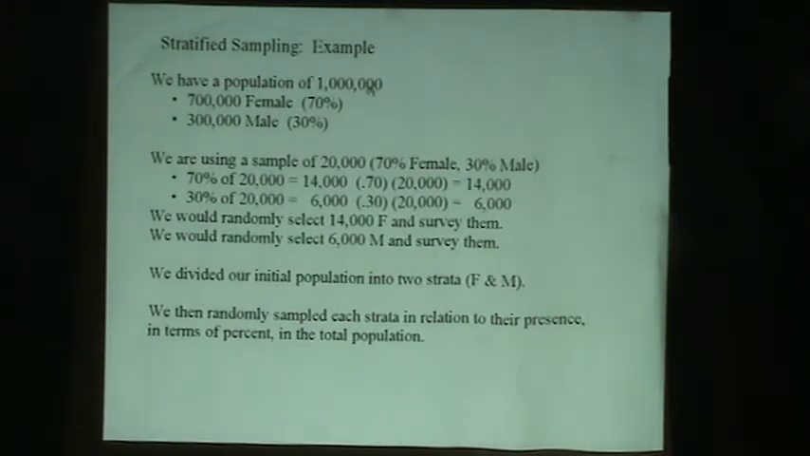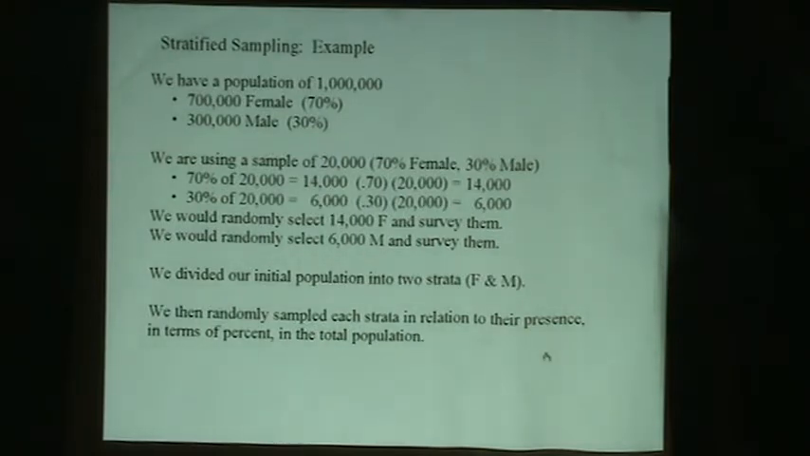We have a population of 100,000, 70,000 female, 30,000 male. But we're using a sample of 20,000, which we want to split into 70% female, 30% male. Well, 70% of 20,000 is 14,000, and 30% of 20,000 is 6,000. So we would randomly select 14,000 females and survey them, and we would randomly select 6,000 males and survey them.